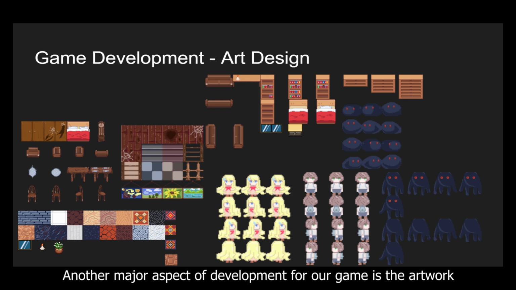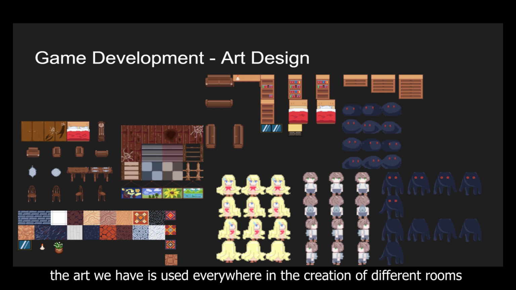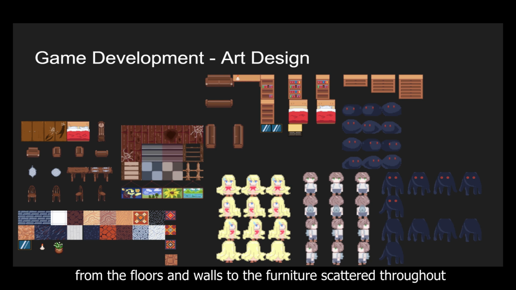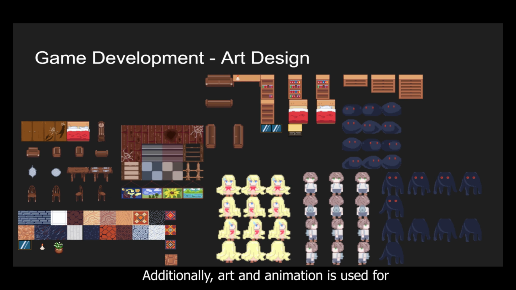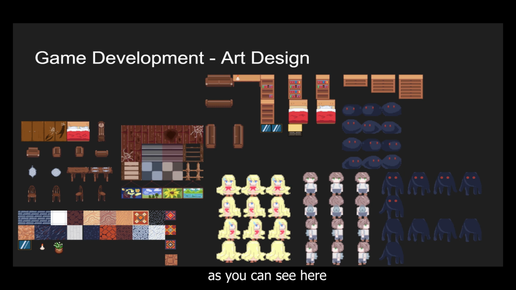Another major aspect of development for our game is the artwork, which involves creating tiles and sprites to be used in the different parts of the game. As you've seen in the previous few slides, the art we have is used everywhere in the creation of different rooms, from the floors and walls to the furniture scattered throughout. Additionally, art and animation is used for the different characters and enemies found throughout the mansion, as you can see here.